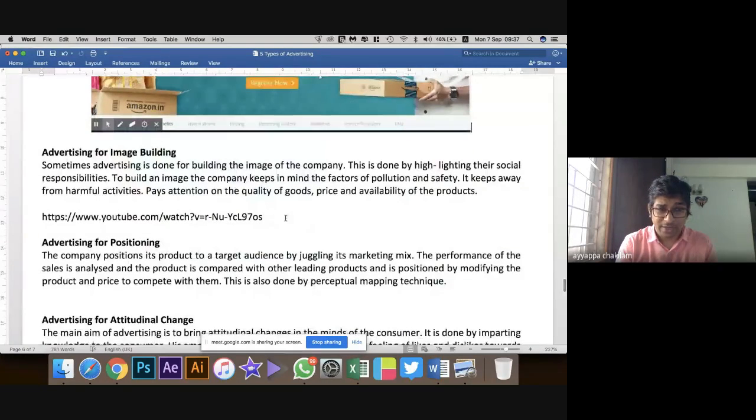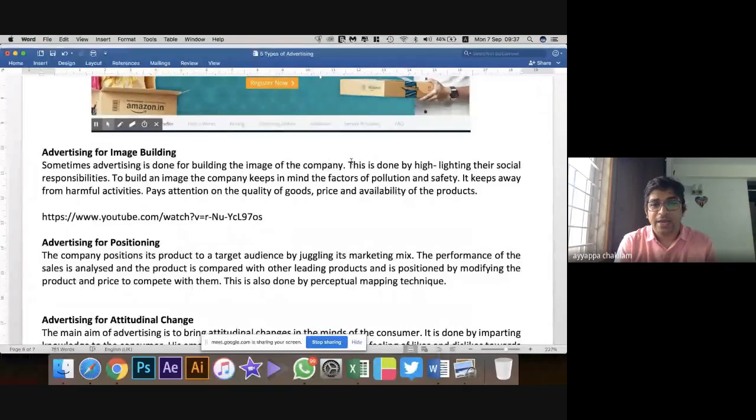Advertising for image building. Sometimes advertising is not done only to tell about the product. A company might be having several products under its product line, many under its product mix. Sorry, different product lines that might be there in a product mix. So not only focusing on one particular product, but focusing on the brand as a whole, is about advertising for image building.